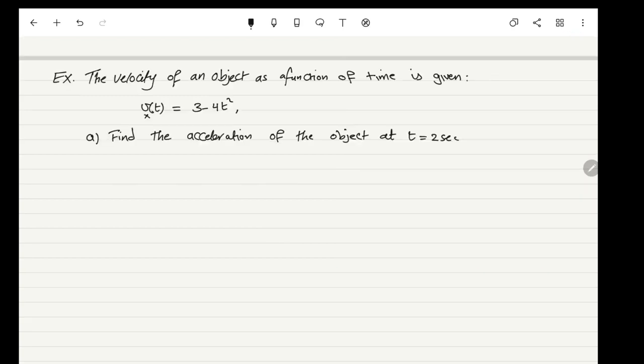The velocity of an object as a function of time is given by this equation here, Vx of t equal to 3 minus 4t square. Find the acceleration, or instantaneous acceleration, it's the same, of the object at t equal to 2 seconds. Now, acceleration is the first derivative of v with respect to time. So a, in this case, equal to dv by dt, which equal to minus 8t. So a, when t equal to 2 seconds, equal to minus 16 meter per second square.